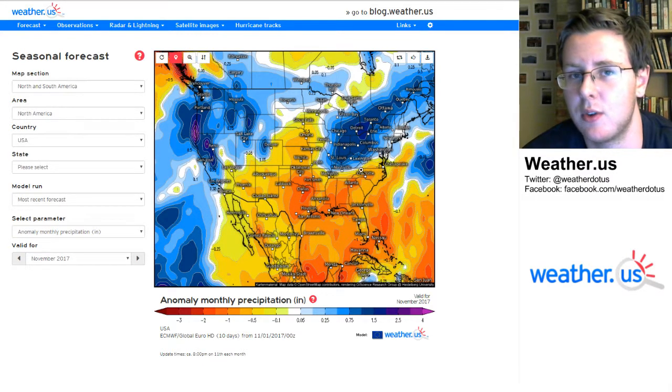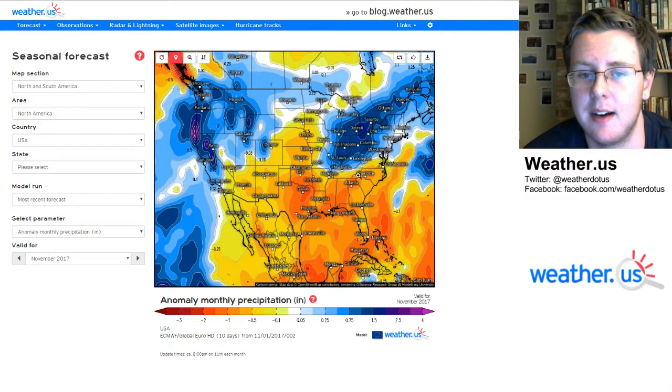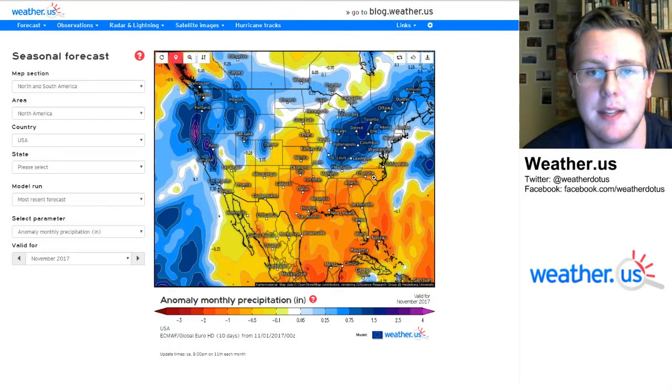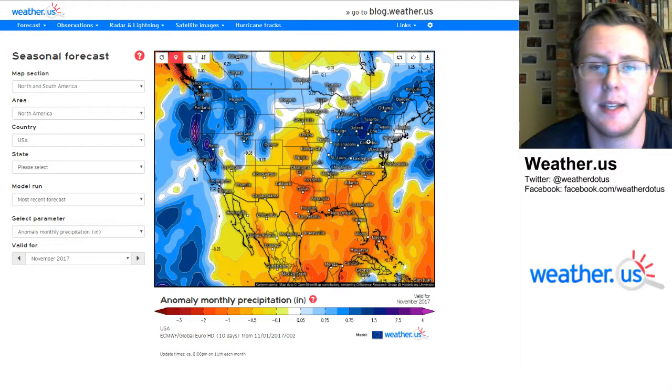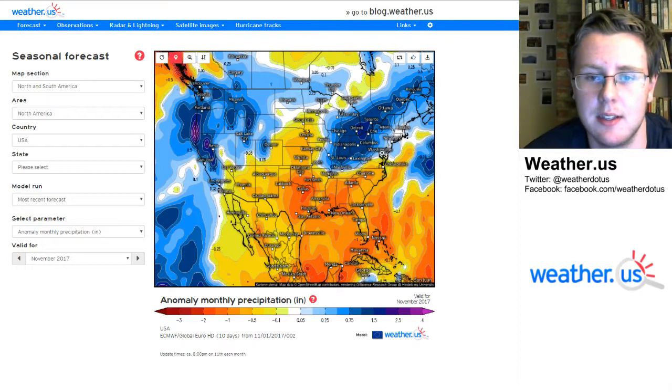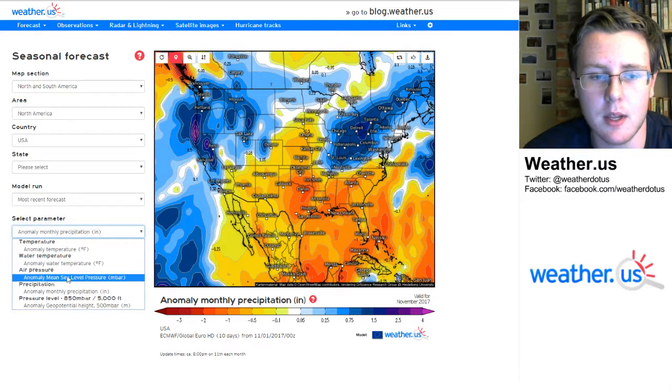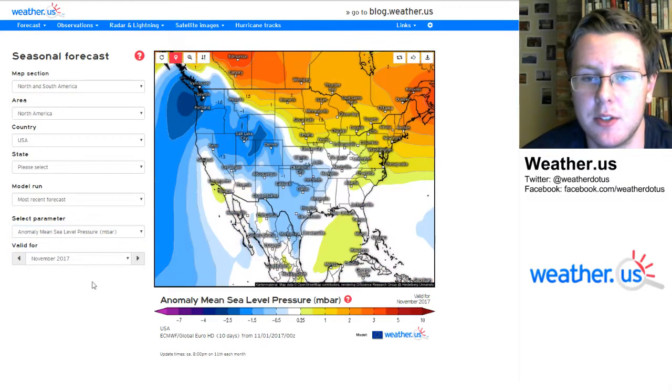If it's a drier than normal forecast here in the southeast, it doesn't mean that they're not going to get any rain. Just as a wetter than normal signal here in the Great Lakes doesn't mean it's going to rain every day in Detroit or in Indianapolis. There's still going to be wet days and dry days. It's just that the scales are forecast to be tipped a little bit in one direction or another according to the model. We also have sea level pressure anomalies.